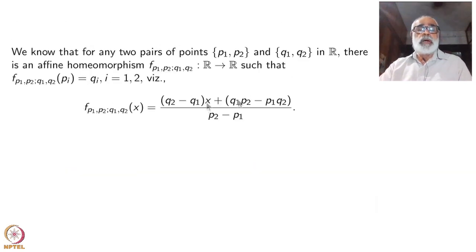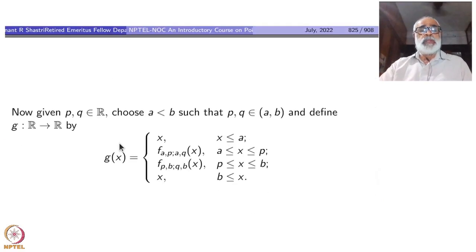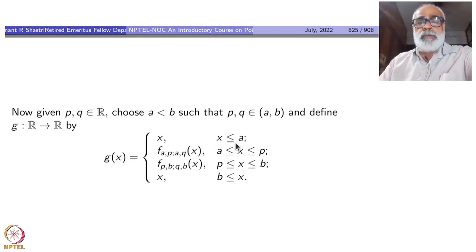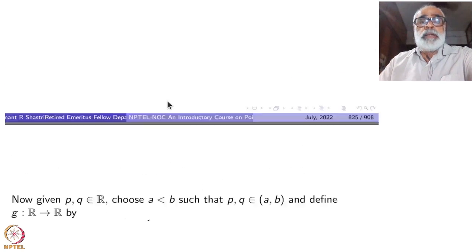Two points are mapped to corresponding points. Now, given arbitrary P and Q, choose A less than B such that P and Q are inside (A, B). And define G from R to R by, instead of one single parameterization, breaking it into pieces. For X outside, less than A, it is the identity. I want a compact support, right?